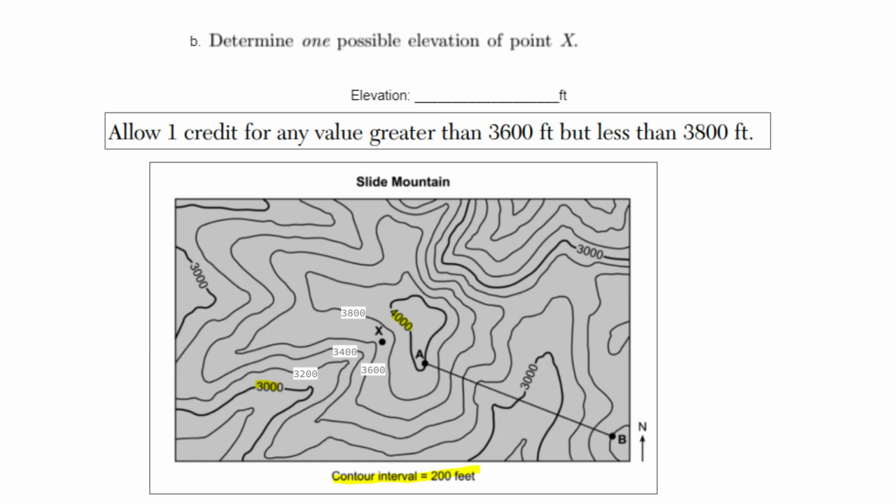So for B, it's saying determine one possible elevation of point X. To find the elevation, let's look for the contour interval again. Remember, we already marked down what each of my lines represents in elevation, right? So if X is between 3,600 and 3,800, you can get one credit if your answer is a value that is greater than 3,600 feet and less than 3,800 feet. So any of these answers between 3,600 and 3,800 would work for your elevation here.